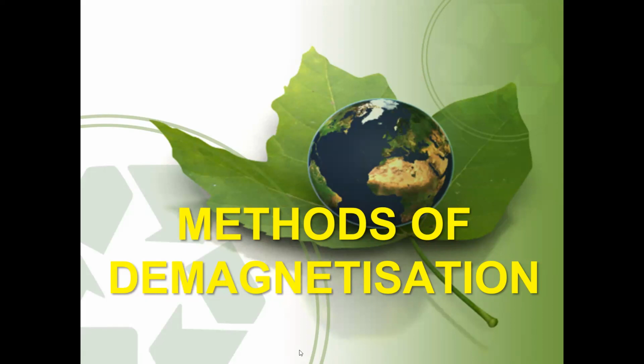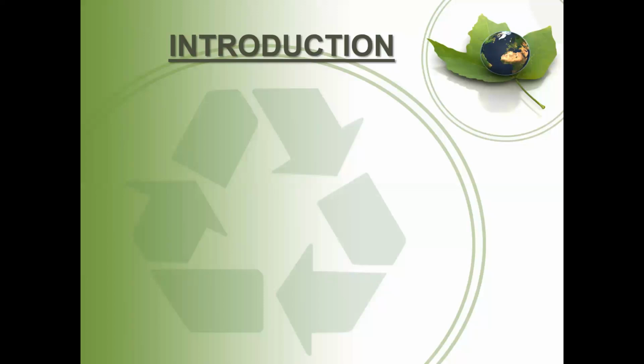So give a new heading, methods of demagnetization. Now, this is a concept. We are starting with this concept today. Look, the concept says that whenever you have a magnet and you want to demagnetize it, it means that you want to get rid of magnetism. Suppose you have some data stored in a memory card and you want to delete the data. In physics, you have to demagnetize it. This is where methods of demagnetization comes.